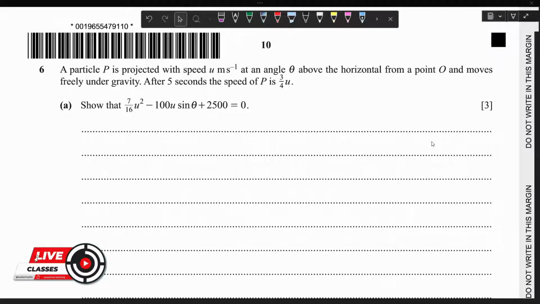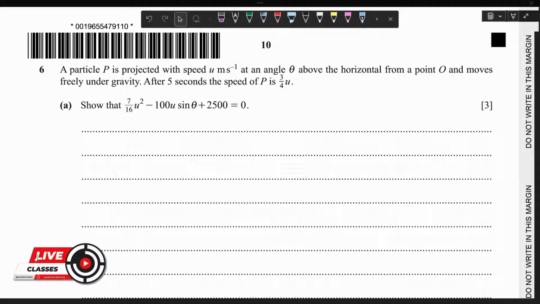So the question here says a particle P is projected with a speed u meters per second at an angle theta above the horizontal from a point O and moves freely under gravity. After 5 seconds, the speed of P is 3/4 u. So on part A, show that 7/16 of u squared minus 100 u sine theta plus 2,500 is equal to 0. Okay, so that's the question.